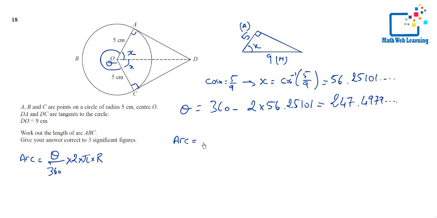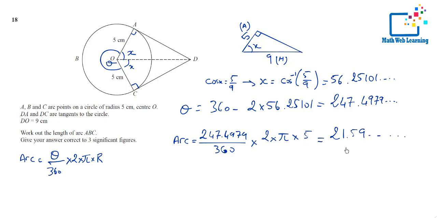We read it. The arc ABC is 247.4979. We divide it by 360. We times it by 2, times it by the calculator pi, of course, and times it by 5. So just plug all this in your calculator, and for that you get 21.59. That's plenty. Okay, and I need to round it to 3 significant figures. That will make it 21.6. The unit we use is centimeters. All right, and that is my answer.